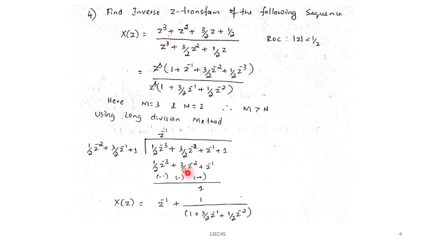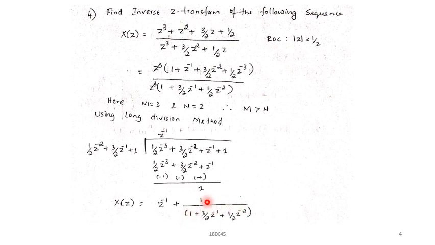Again, even this gets cancelled, minus, and this also cancels, minus. The remaining is 1. So here it is 1. Therefore, I can write the X of z in general form as quotient z inverse plus the remainder divided by the divisor.